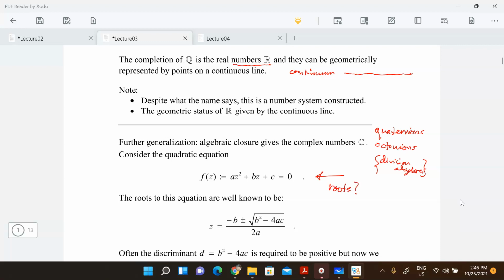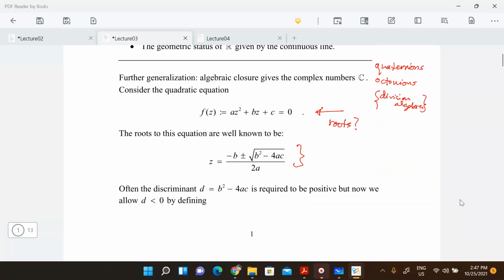Well, you know that you have the famous formula, the quadratic formula for the roots, given by this. Now, normally, because of the square root inside this, what is under the square root is called a discriminant, so b squared minus 4ac is called the discriminant. This discriminant is usually assumed to be positive. Correct?